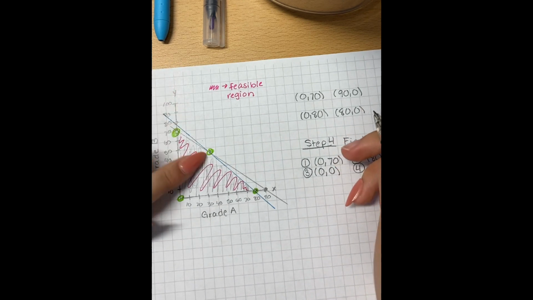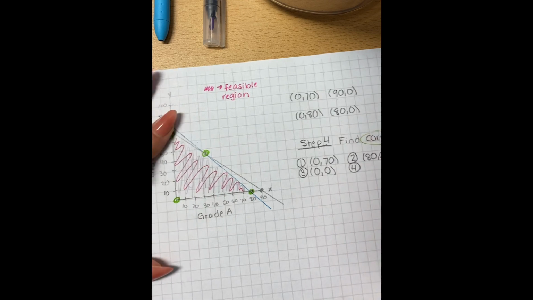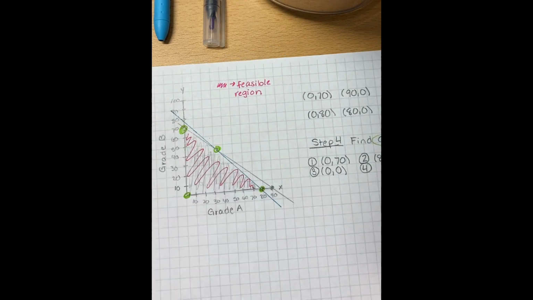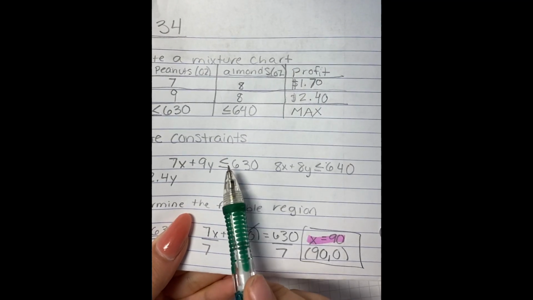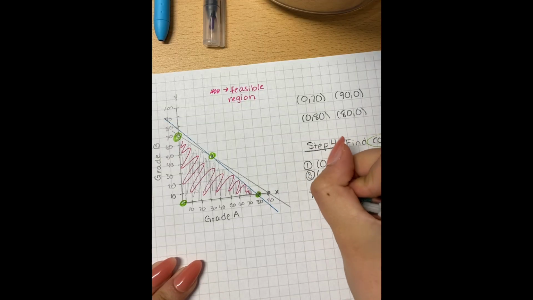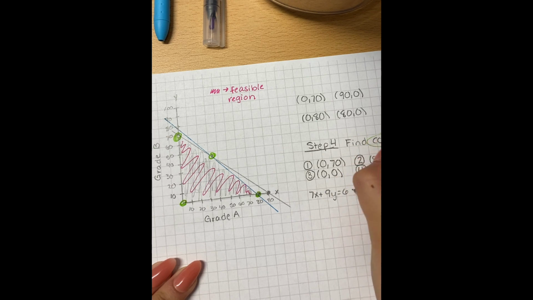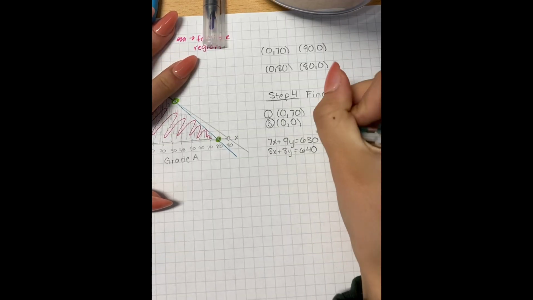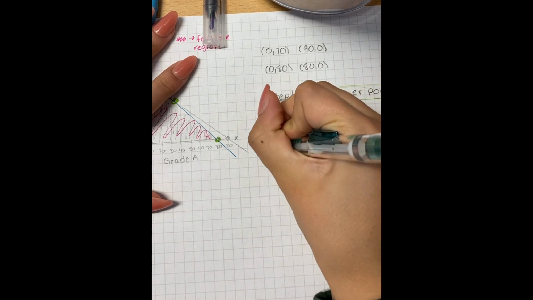And so to do this, we need to take the two equations of the lines that are intersecting, and then use those for elimination. The two equations are 7x plus 9y less than or equal to 630, and 8x plus 8y less than or equal to 640. Now to figure out the x and y, I'm going to be doing elimination on both equations.